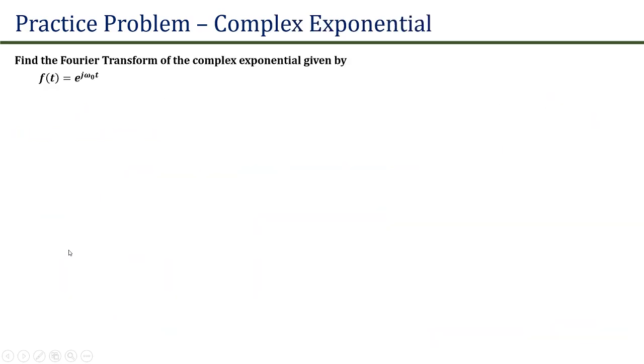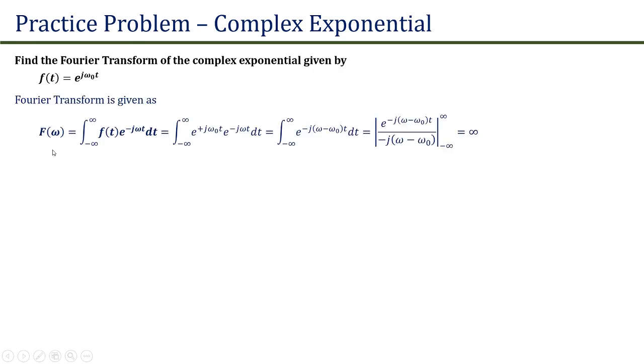Now let us consider another numerical problem which is usually asked in examinations. Here we are required to determine the Fourier transform of a complex exponential function given by f(t) is equal to e raised to power j omega naught t. If we try to calculate the Fourier transform by the standard formula, the integral value comes out to be infinity. Therefore, we are required to determine the Fourier transform of this complex exponential function in some other way.